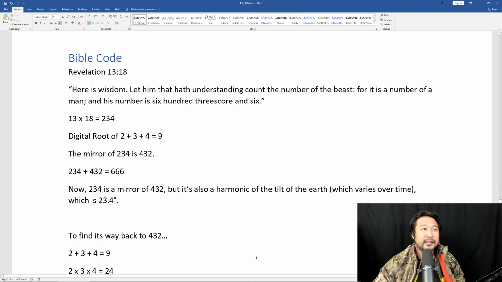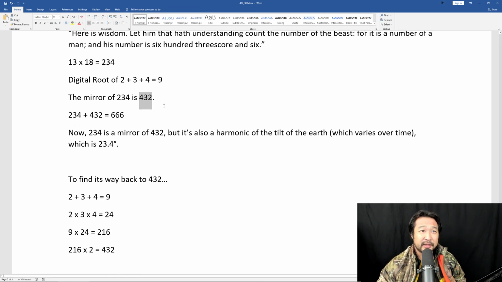Now, if we get 13 times 18, we get 234. Now, we're going to play around with 2 different things here. We're going to get the digital root, which is 2 plus 3 plus 4 equals 9. All right. Now the mirror of 2, 3, 4, and we're going to play with that later. So the mirror of 2, 3, 4 is 432. And what is 432? It's one of the magic numbers that is attributed to, I think it was Pythagoras. Now, if you add the mirrors up, 2, 3, 4 with its mirror, you get 666.